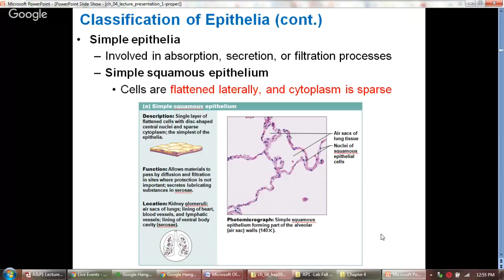And you would encounter these simple squamous epithelia in kidney glomeruli, air sacs of the lung, lining of the heart, blood vessels, lymphatic vessels, and the lining of the ventral body cavity, which is the serosa. So you need to remember this whole figure in order to perform well on your multiple choice questions. Function, location, and its special features.